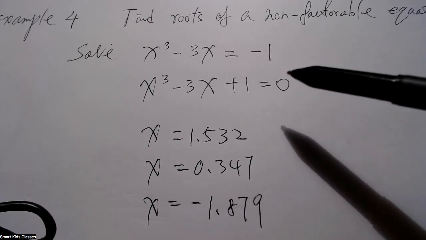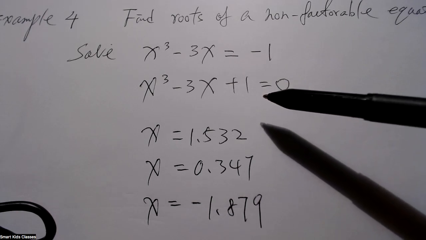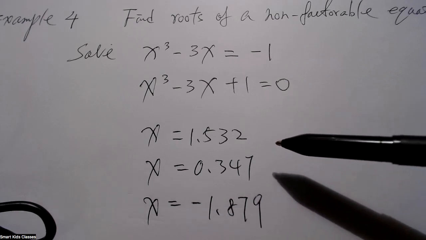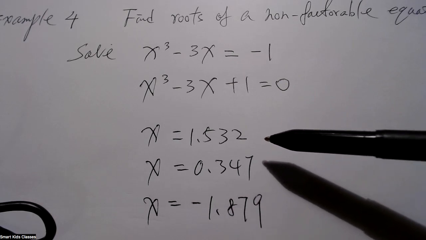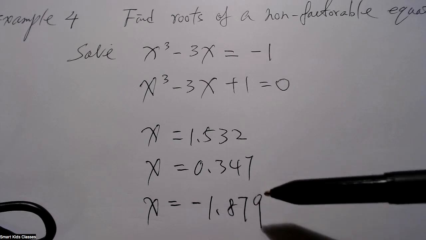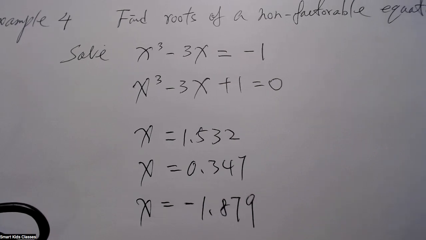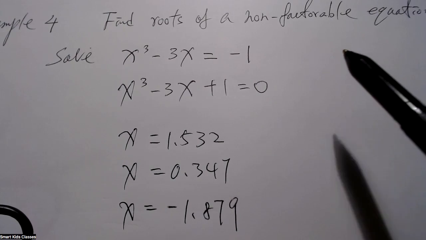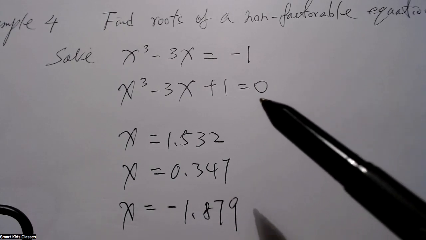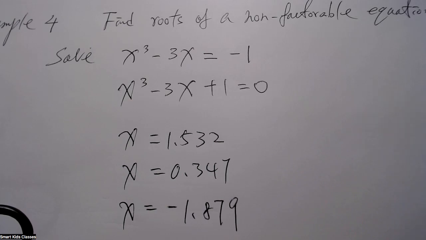Now I apply the equation into a graphing calculator. I use the technology. I find x has 3 values: 1.532, 0.347, and negative 1.879. So whenever you have an unfactorable equation, you have to use a graphing calculator to plug in and find the answer. And that's for example 4.